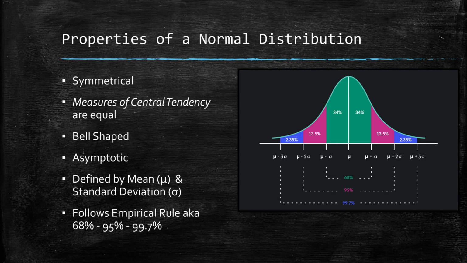It is bell-shaped, and it is asymptotic. It's an interesting word to say, but what it means is that the tails get really close to the axis, like where you see the little 2.35% on each side, without ever touching the axis. The normal distribution is defined by the mean and the standard deviation, which in this case we're signifying as mu and lowercase sigma. And it follows the empirical rule, aka 68, 95, 99.7. That really makes sense as we look at the visual.